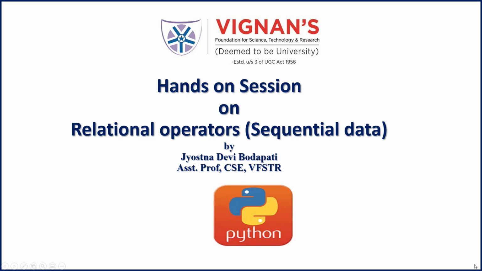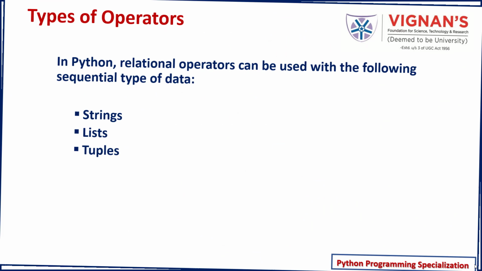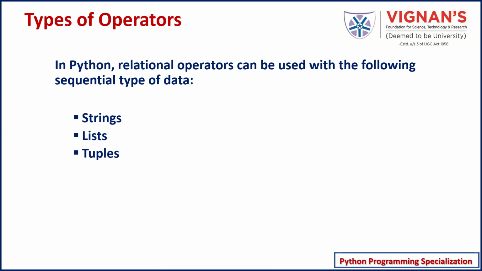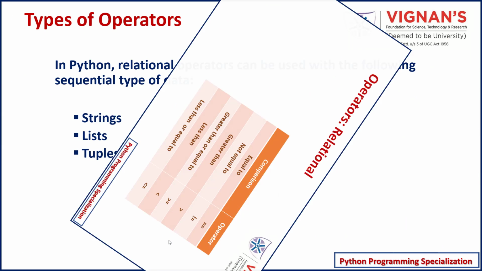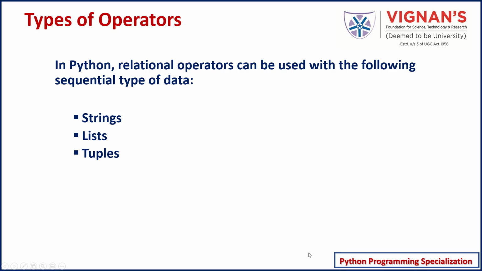In the last video, we have seen how to use various relational operators with the scalar data, that is numerical type of data. These relational operators can be used with the sequential type of data also. All the relational operators in Python can be used with various types of sequential data. They can be used with strings, lists and also tuples. So, in this video, we will see how various relational operators can be used with the sequential type of data like strings, lists and tuples.